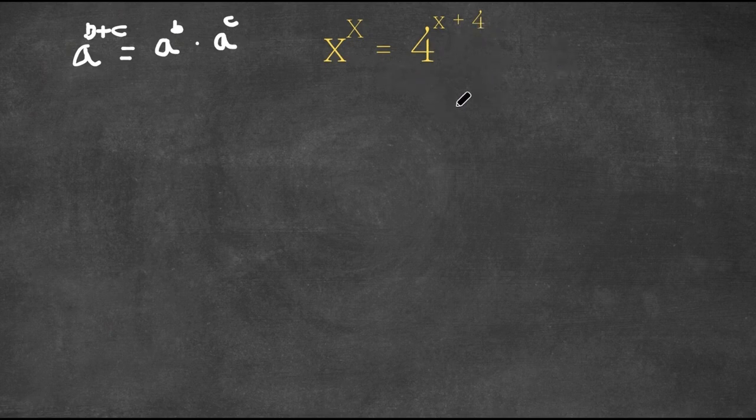So this is exactly what we're going to do with 4 to the power of x plus 4. So this means that 4 to the power of x plus 4 is equal to 4 to the power of x times 4 to the power of 4. Because x is b in this case and 4 is c in this case. And this is still equal to x to the power of x.